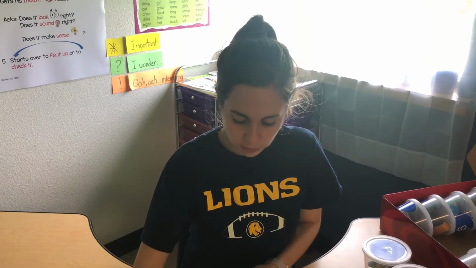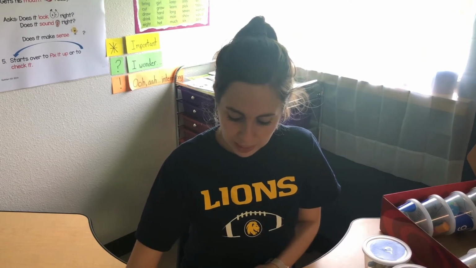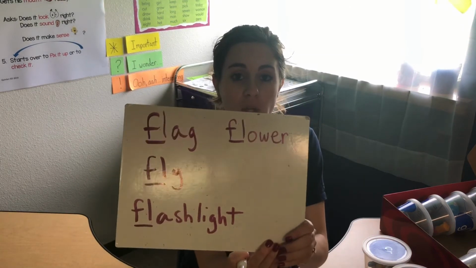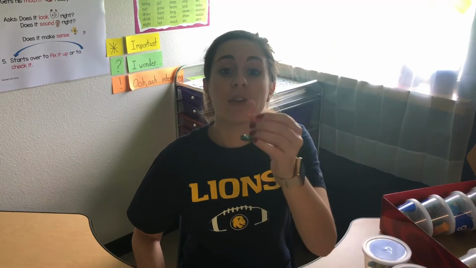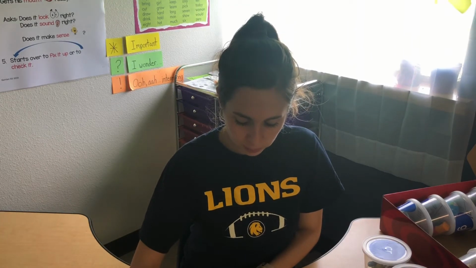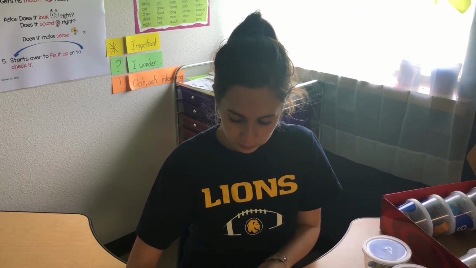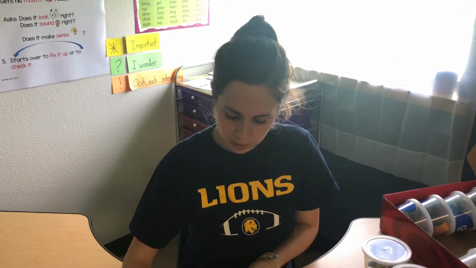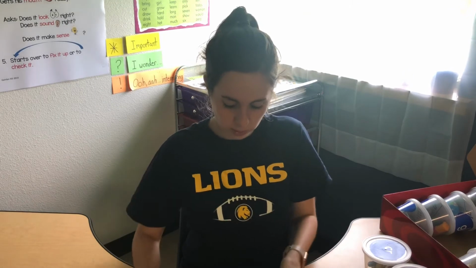Next, we have flower. We know that starts with FL as our chunk. Underline the FL chunk, full. Next, we have flamingo. We know that starts with our chunk, full. Flamingo. That's kind of a tricky word. Underline the chunk.